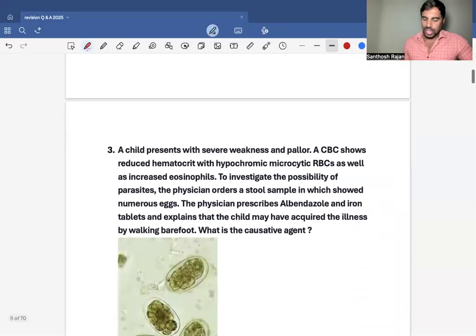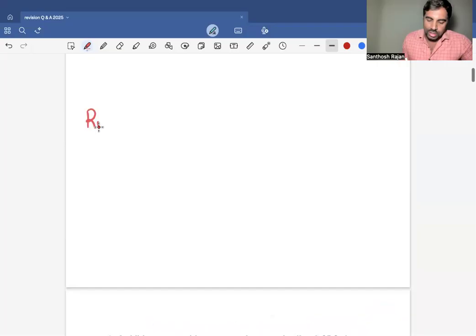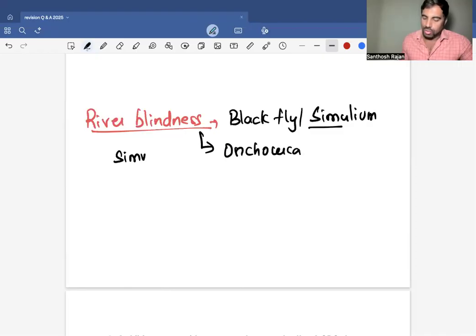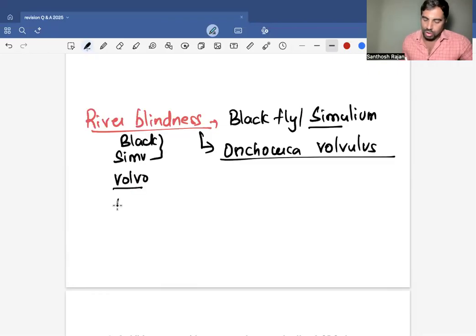This is one thing. Next one. Also don't confuse it with river blindness. River blindness is basically caused by which one? The black sumo, right? Black sumo. That is the black fly, also called Simulium. The black fly is causing river blindness. So I always say Simu. River blindness is caused by Onchocerca volvulus.